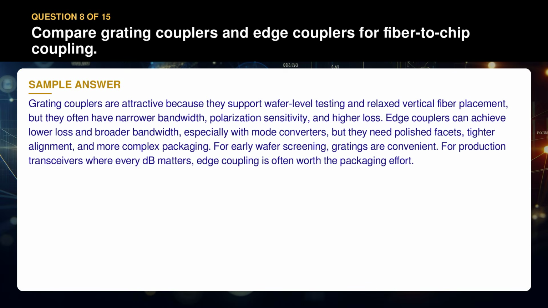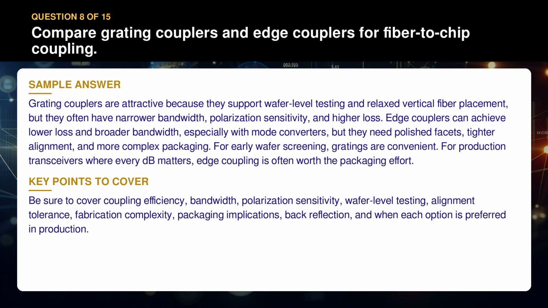For early wafer screening, gratings are convenient. For production transceivers where every dB matters, edge coupling is often worth the packaging effort. Be sure to cover coupling efficiency, bandwidth, polarization sensitivity, wafer level testing, alignment tolerance, fabrication complexity, packaging implications, back reflection, and when each option is preferred in production.